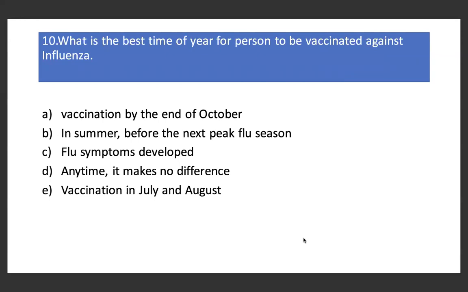Question number 10. What is the best time of the year for a person to be vaccinated against influenza? Option A is vaccination by the end of October. B is in summer before the next peak flu season. C, when flu symptoms develop. D, anytime, it makes no difference. E, vaccination in July and August. The correct answer is A, vaccination by the end of October.